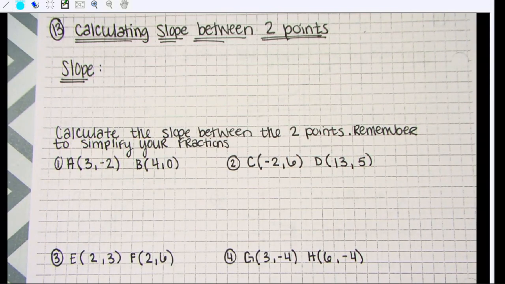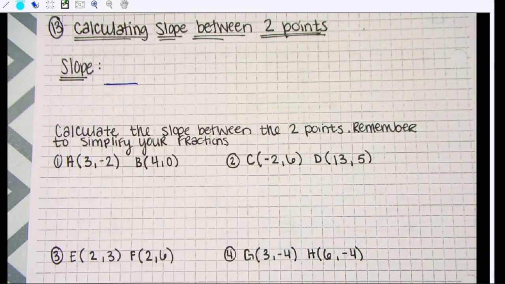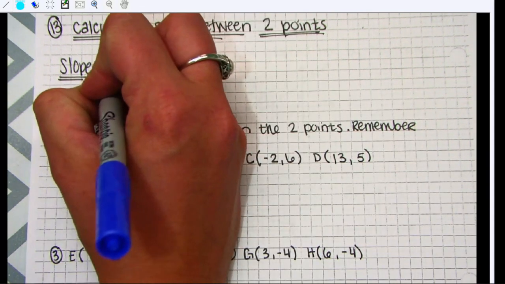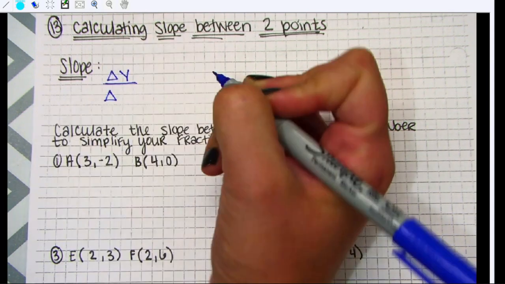Which value goes on top, x or y, when I'm doing slope? Because I've got a fraction. Which one's the top? What direction is the top of the fraction for slope? I go left or right first? I go up and down first. So up and down is what kind of direction? Good job, Franklin. So this is change in y over change in what?